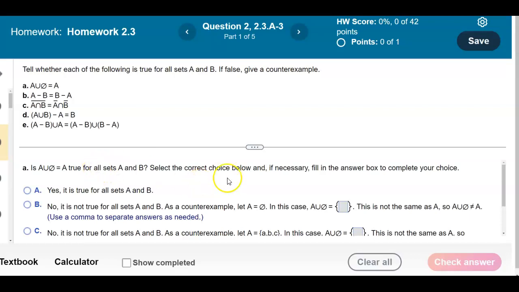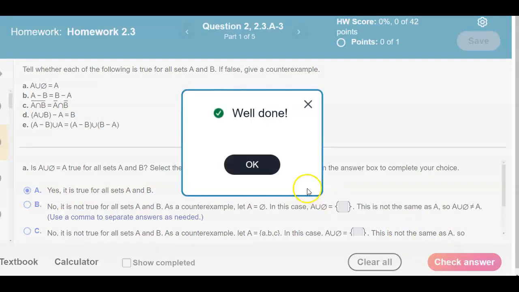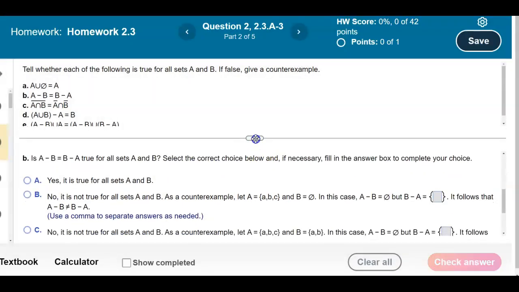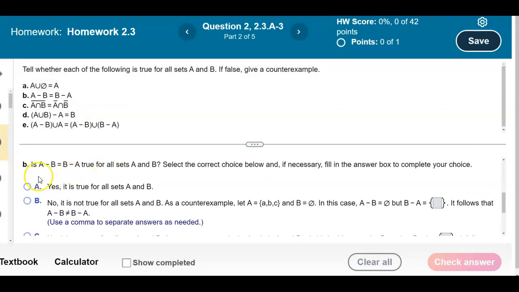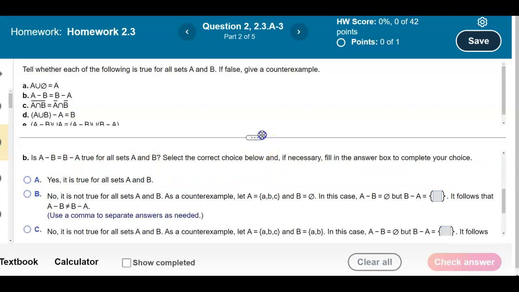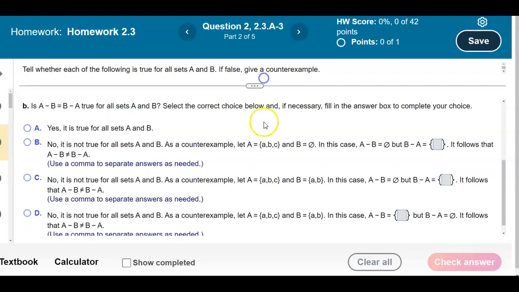Now we're going to select the correct choice below, and if necessary, fill in the answer box to complete your choice. Well, this is true because it'll be true for all sets A and B. So let's go ahead and check our answer. There's our result. Now the second part is asking, is the set difference from A to B equal to the set difference from B to A true for all sets A and B? Then select the correct choice below, and if necessary, fill in the box to complete your choice.